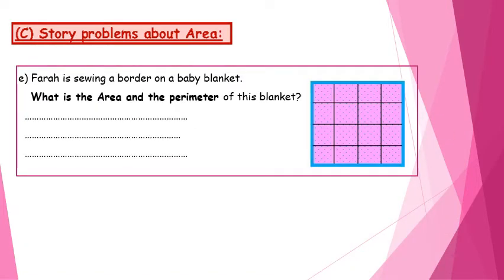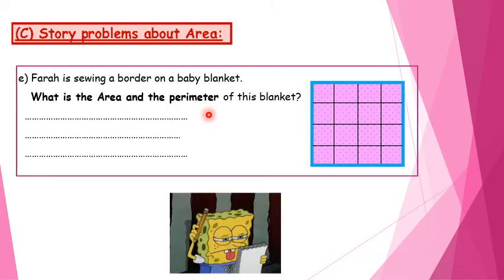Look at this story problem. Farah is sewing a border for a baby blanket. What is the area and perimeter of this blanket? As you can see, this blanket has no length and no width. I don't have it. How could I find the area and perimeter? Think, think, think. You don't need the length and width if you have the units inside of it. So if I want to find the area, I just count the inner units. And if I want to find the perimeter, I just count the outline only.